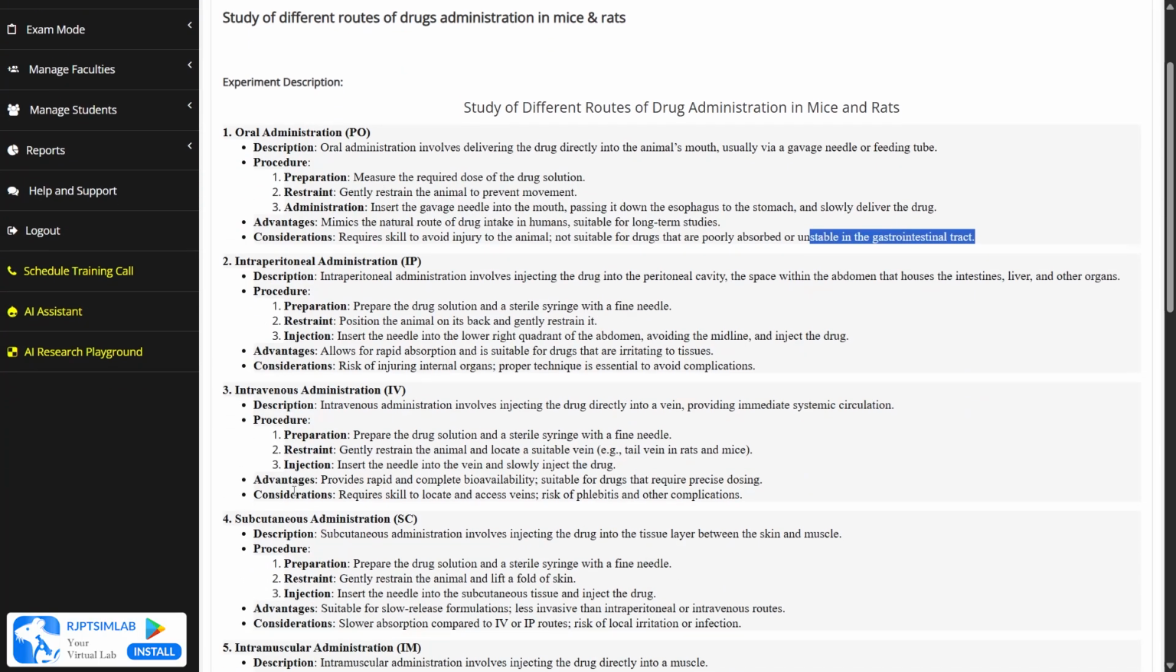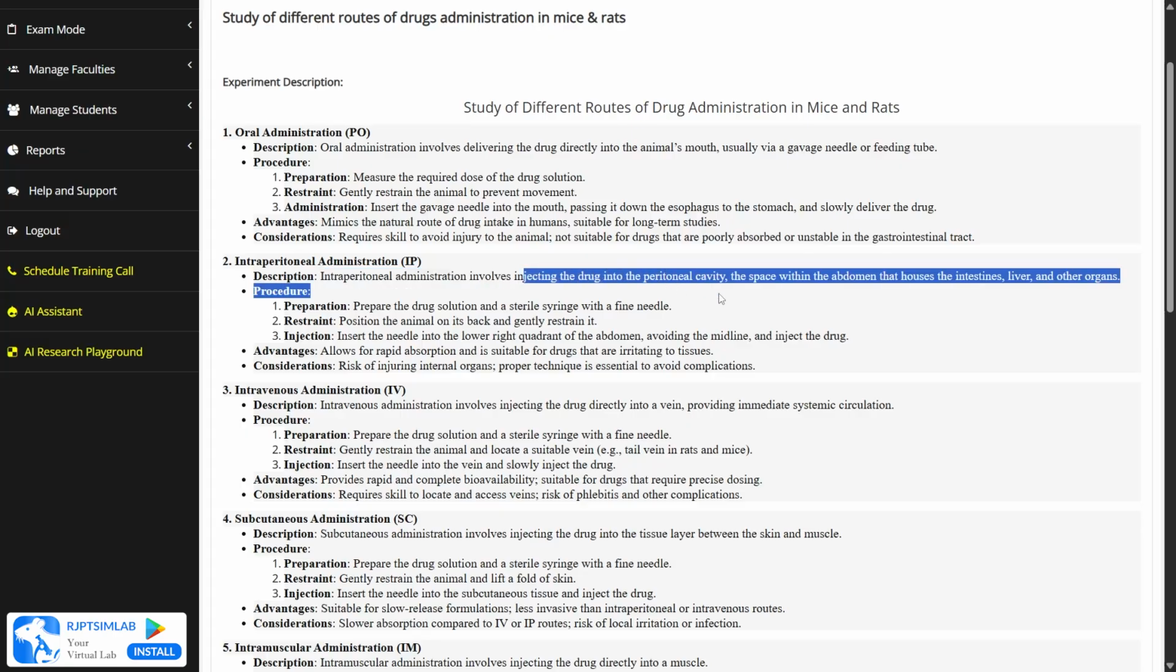The second is the intraperitoneal route. The description is that intraperitoneal administration involves injecting the drug into the peritoneal cavity, the space within the abdomen that houses the intestine, liver, and other organs. We have to inject directly into the peritoneal cavity with the help of a needle and syringe.